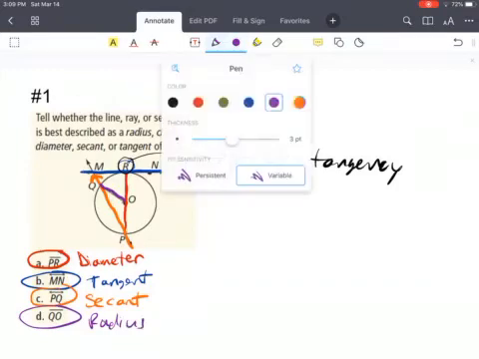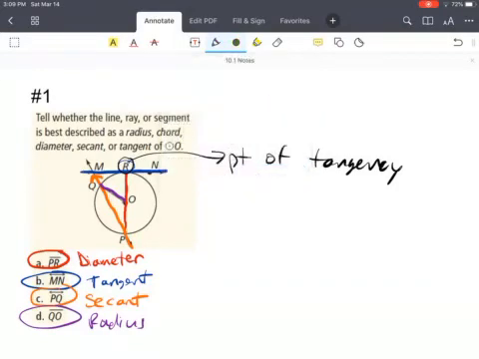One that was not on there, but we could go over again, is if I was to change QP and just call it a segment QP. So in this case, it would start on Q and end at P. Then that would be called a chord.